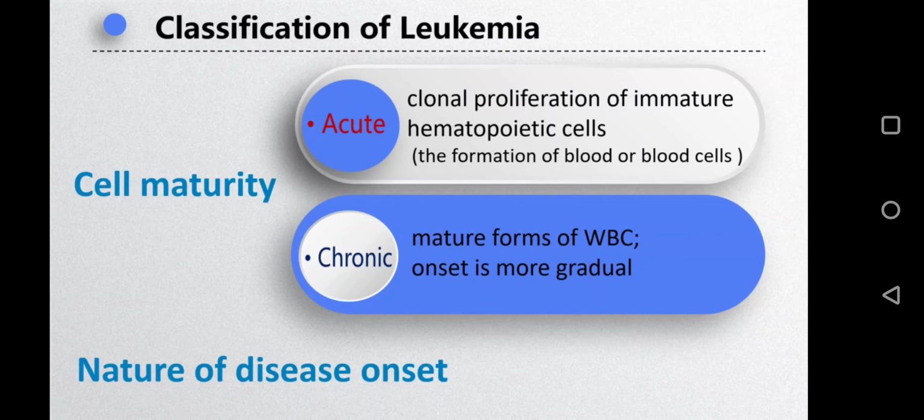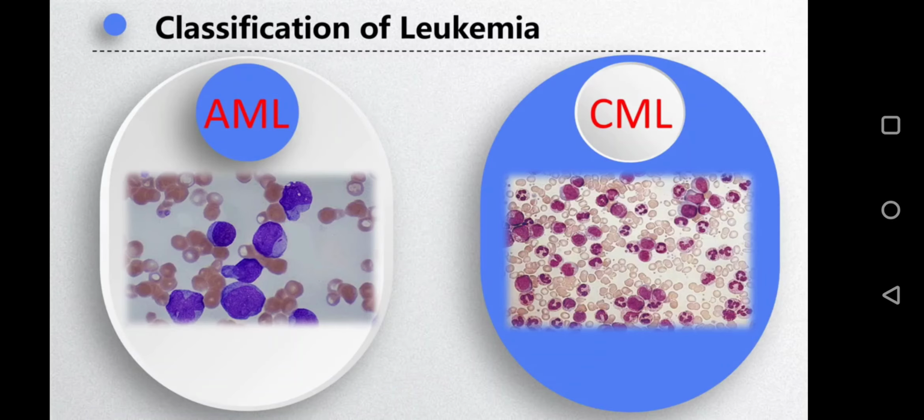Acute leukemia is clonal proliferation of immature hematopoietic cells, the formation of blood cells. Chronic leukemia involves major forms of WBC. Onset is more gradual. The left is acute leukemia. It is a poorly differentiated blood cell population, with rapidly fatal outcome if untreated. The right is chronic, a well-differentiated cell population associated with longer survival, even if left untreated.